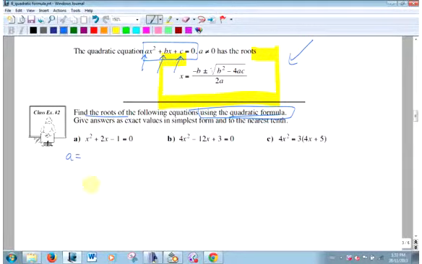What is A here? What is the coefficient of the x squared term for this quadratic? It's 1, right? B. What's B? That's the coefficient of the x term. That's 2. And C is the constant, just the number. What's the number here? -1. The sign matters. Okay? Do that. Just write down A, B, and C.